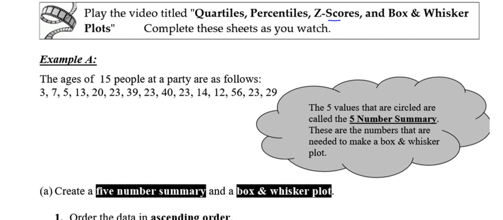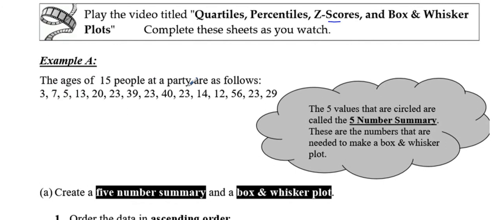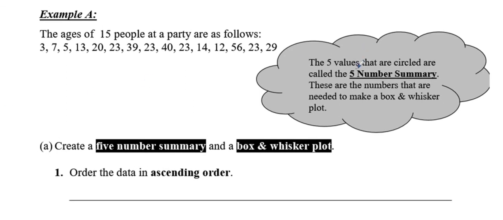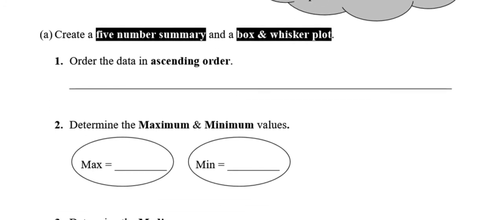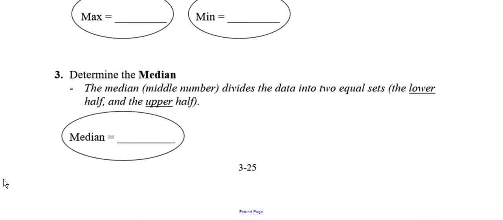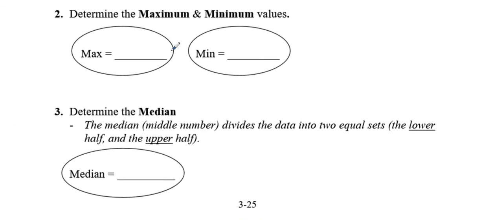So let's take a look at this example. The ages of 15 people at a party are as follows, right here. What we're going to do is create what is called the 5-number summary. You're going to see this terminology used a lot, so you need to know what those 5 numbers are. The 5 numbers are the ones that are in circles or ovals here. The maximum, the minimum, the median, which you should all know what all 3 of those things mean. The biggest value, the smallest value, the middle value.